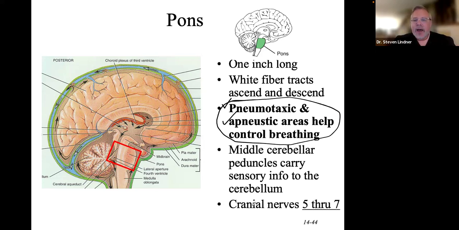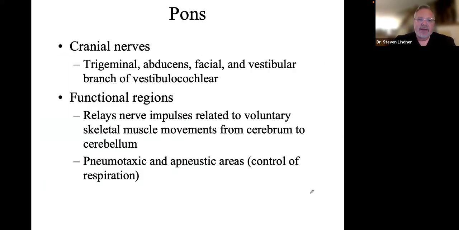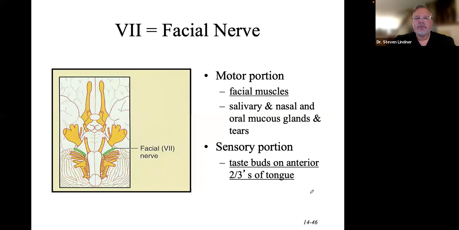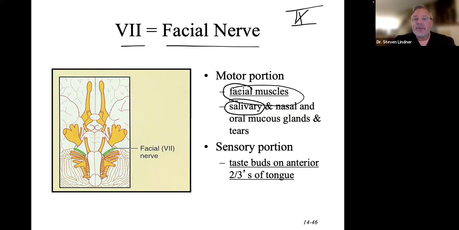The other thing about the pons is that it's where the nuclei of cranial nerves 5 through 7 originate. Okay, so let's look at cranial nerves 5 through 7. 7 is called the facial nerve, and the facial nerve is going to control your facial expression. The facial nerve is going to control the salivary glands. Remember, cranial nerve 9 controls the parotid gland, but the facial nerve controls the other salivary glands, like the sublingual and submandibular glands.